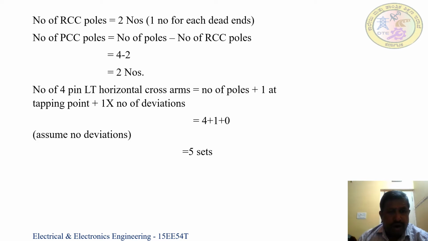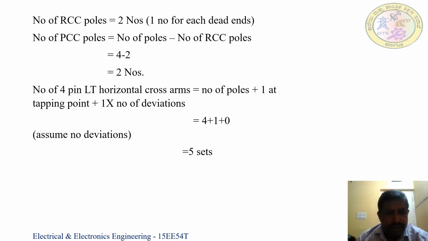Then number of RCC poles equal 2 numbers. One number for each dead end. Then number of PCC poles or intermediate poles equal number of poles minus number of RCC poles. That is, total number of poles is 4 and number of RCC poles is 2. Then it gives 2 numbers.